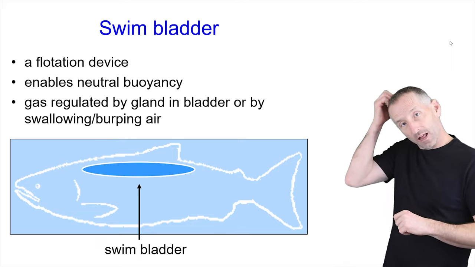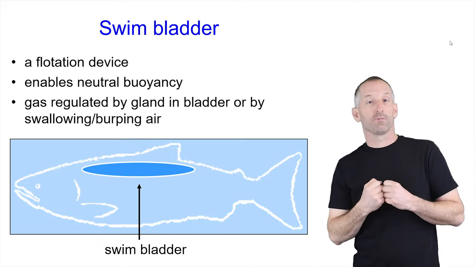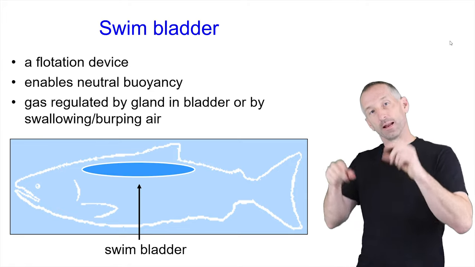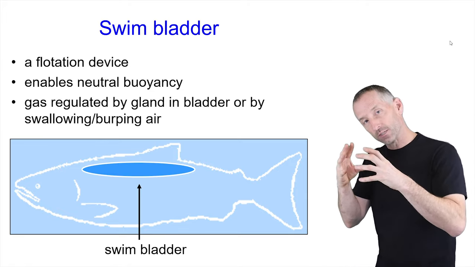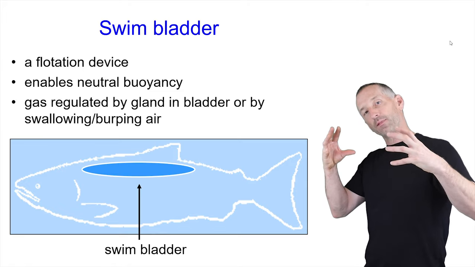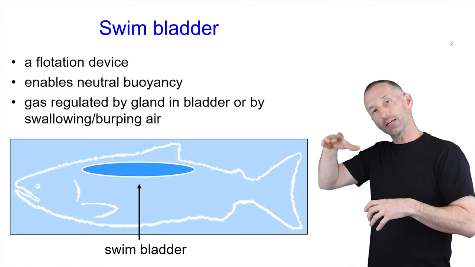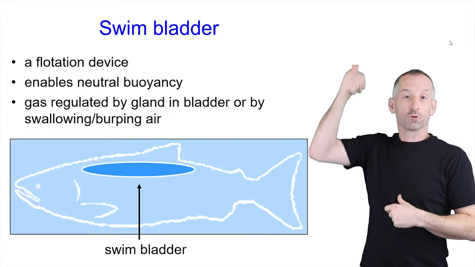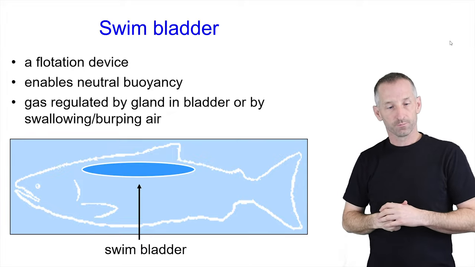Now, the swim bladder is like the buoyancy control device in a scuba system. That is, you fill it with air, and as you go down, as the air compresses, you put air in to expand it, and therefore you can maintain your buoyancy. And then as you go up, the air is expanding, and so you let it out so that you don't shoot and rocket up to the surface.